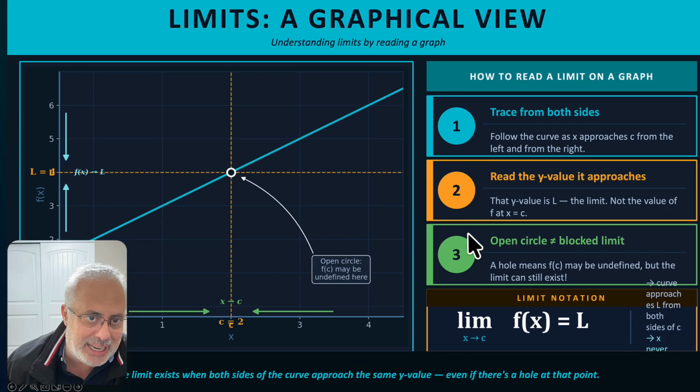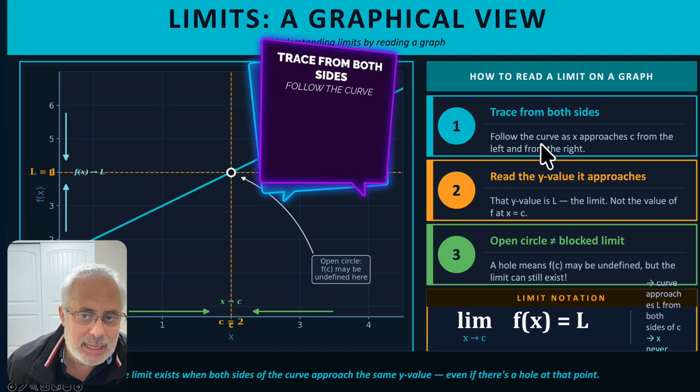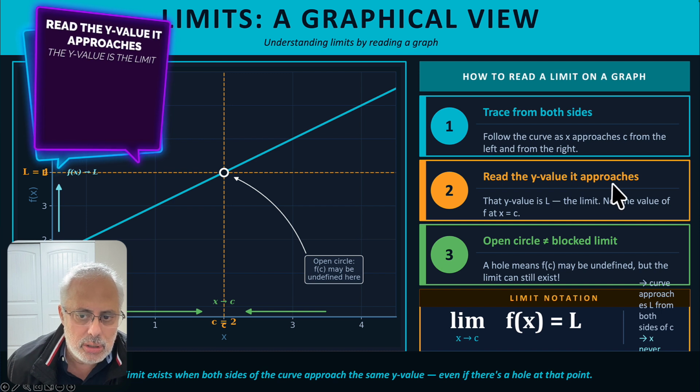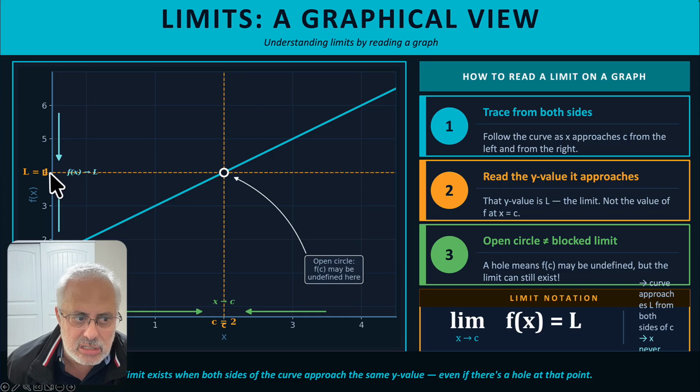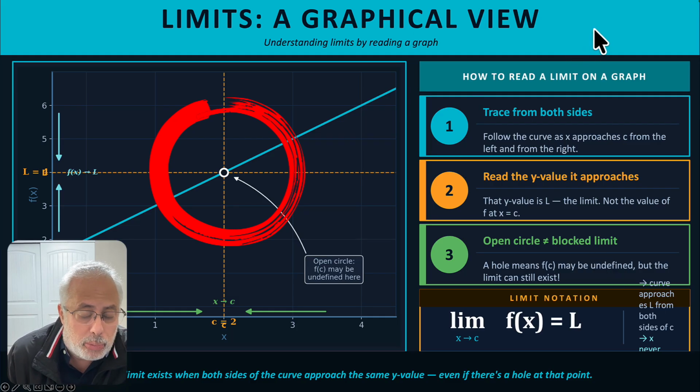How to read a limit on a graph. You have it here in 3 easy steps. Number 1, trace from both sides. Follow the curve as x approaches c from the left and from the right. Number 2, read the y value it approaches. So right here, we are approaching a certain value L, which is 4 in this particular case. And then, number 3, an open circle is different than a filled-in point. A hole means that f of c may be undefined, but the limit can still exist. And this is super important.